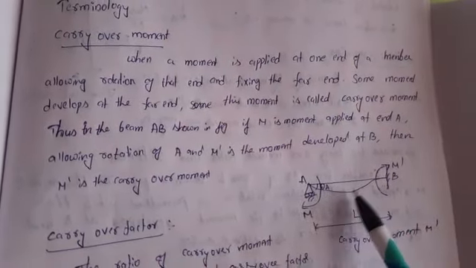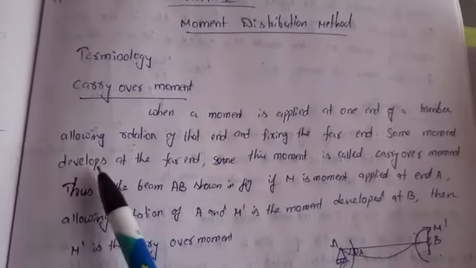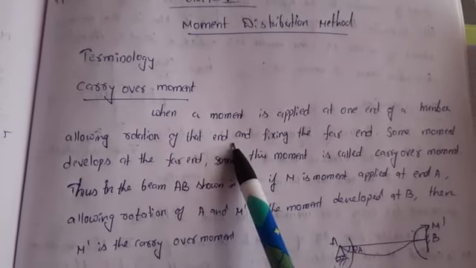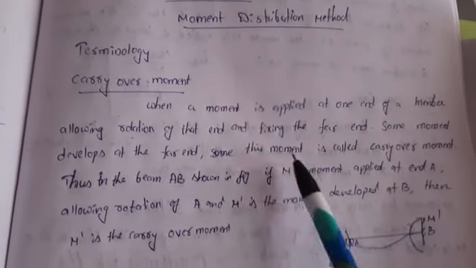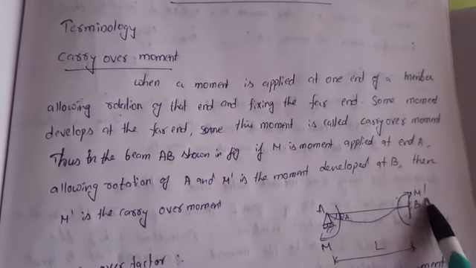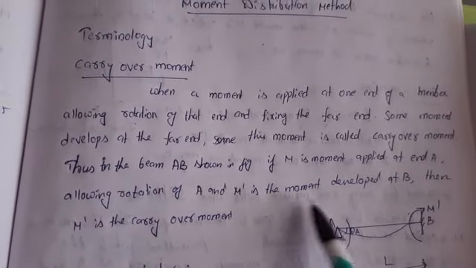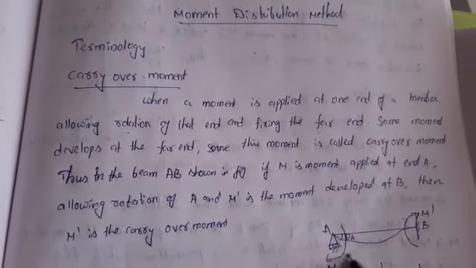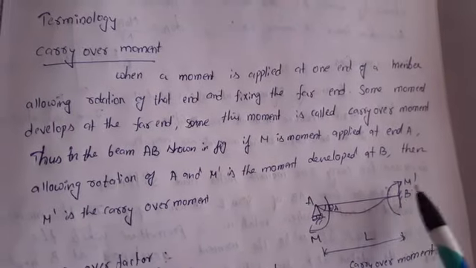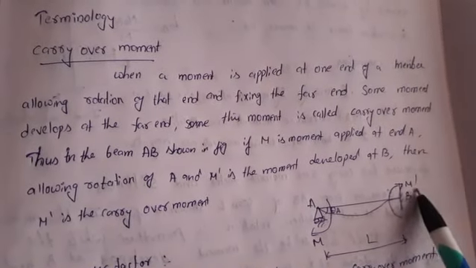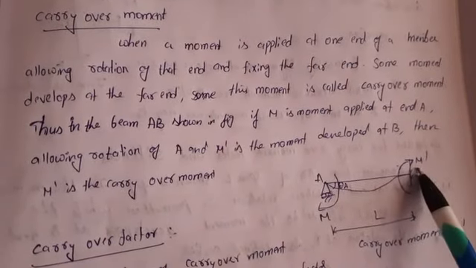For 2 marks they will ask what is meant by carry over moment. When a moment is applied at one end of a member, allowing the rotation of that end and fixing the far end, some moment develops at the far end. Whatever moment we observe at A and B, that moment is called a carry over moment. Thus in the beam AB shown in the figure, if M is the moment applied at end A, allowing the rotation of A, and M dash is the moment developed at B, then M dash is the carry over moment.